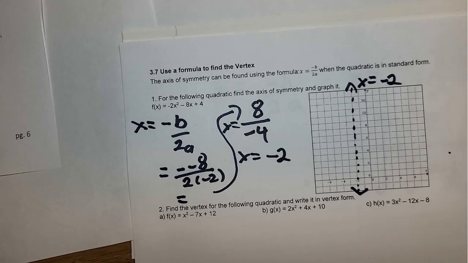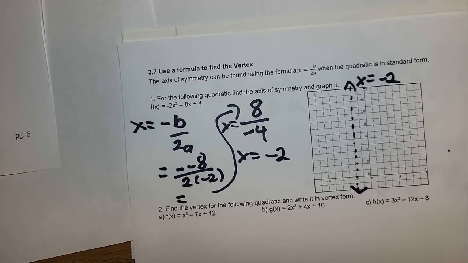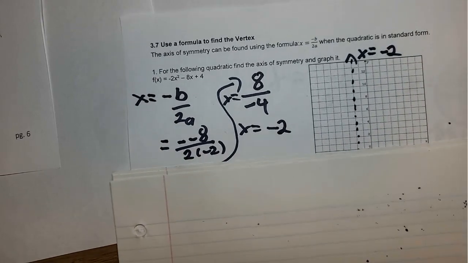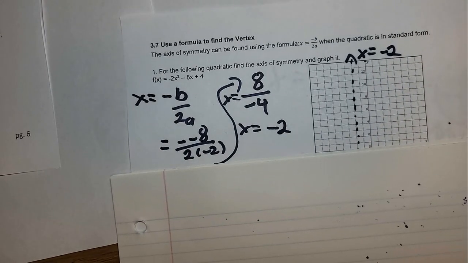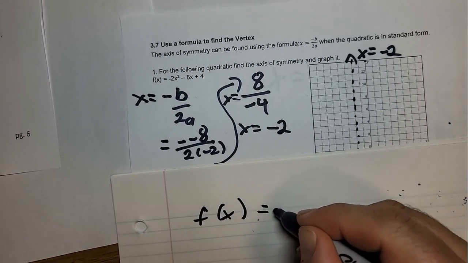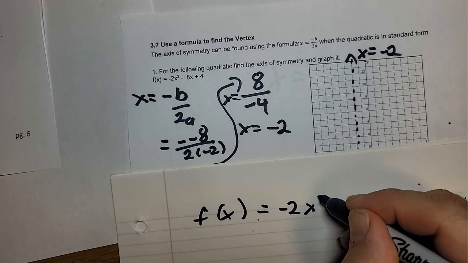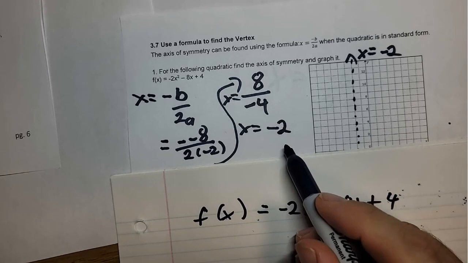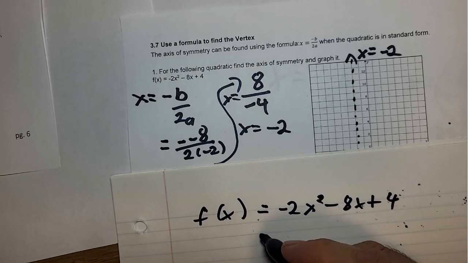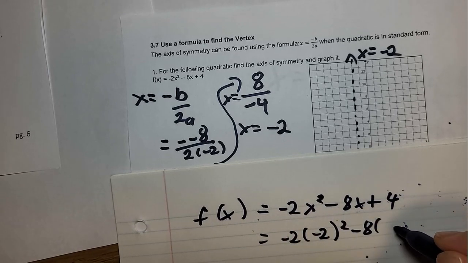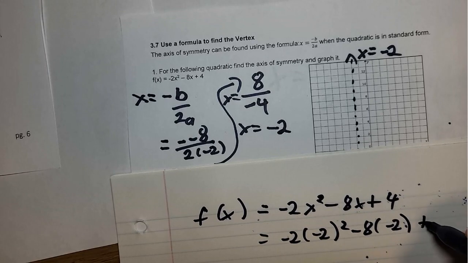Now we've got to find the y. I'm going to get a piece of paper out to help me out. How are we going to do that? We're going to put it into the f of x formula. If you remember before, we're going to put that x equals negative 2 in here. So we'll go negative 2, negative 2 squared minus 8 times negative 2 plus 4.